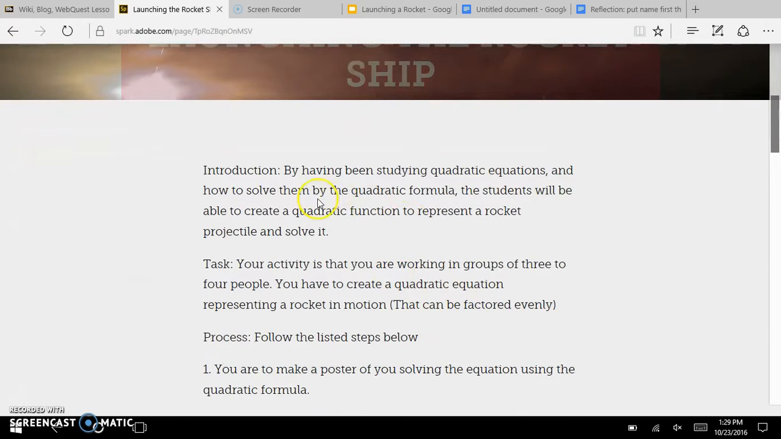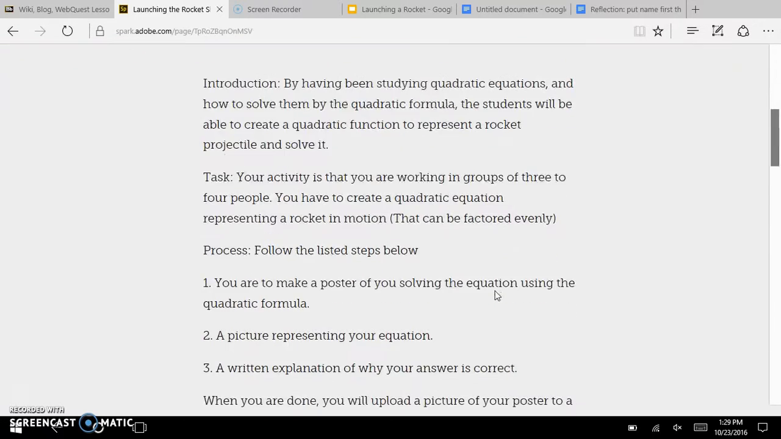Alright, the introduction to this is by having been studying quadratic equations and how to solve them by the quadratic formula, the students will be able to create a quadratic function to represent a rocket projectile and solve it. The task, your activity, is that they're going to be working in groups of 3 to 4 people, and they have to create a quadratic equation representing a rocket in motion, and it has to be able to be factored evenly, no weird decimals or no weird fractions.